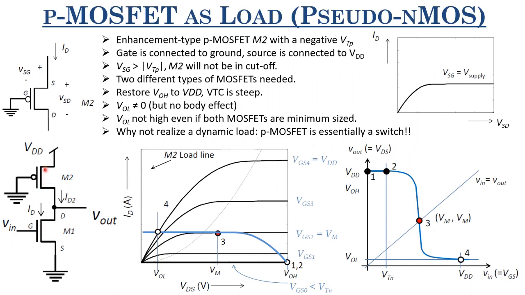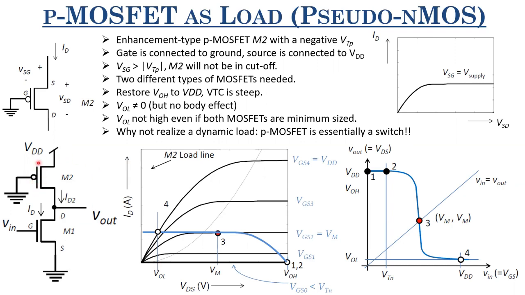just because inherently the mobility of the majority carriers, which are holes here, is smaller as compared to the mobility of the majority carriers, which are electrons here. Therefore, the resistance of this is larger by at least 2 times as compared to the resistance of this, even if they are minimum size or the same size. So that helps. We can make both of these MOSFETs minimum sized, and still have a low VOL as compared to the depletion mode MOSFET case.